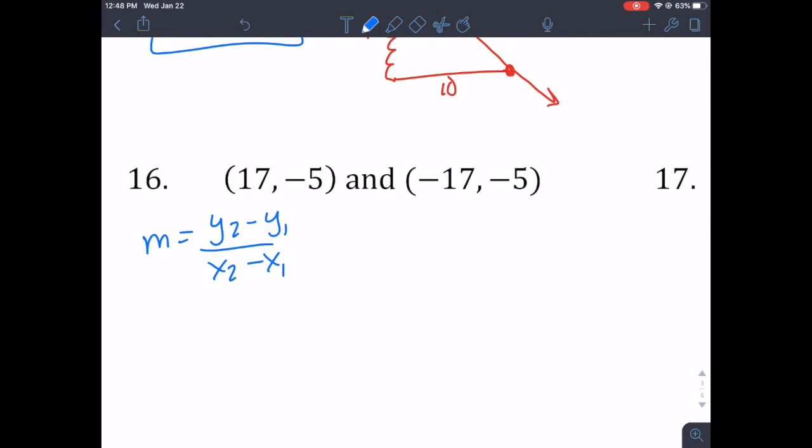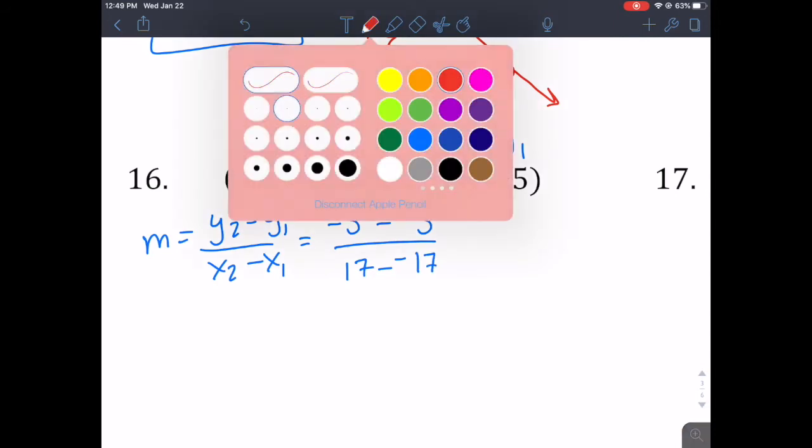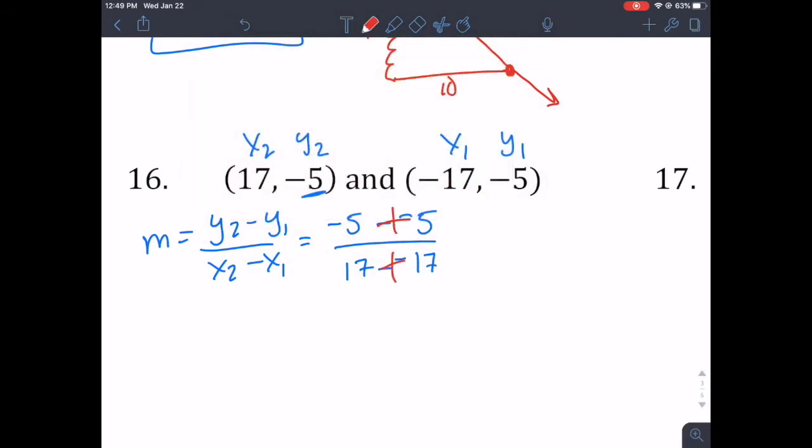So like maybe this time I want to call this x2 and y2 and this x1 and y1. That's fine. You just got to be consistent. So if I look at the y values, if I call this y2, that's negative 5 minus this y value, negative 5. Now I have to start with the positive 17 because that was where I started for y. So 17 minus negative 17. All right, so both places I get this minus a negative that turns into a plus.